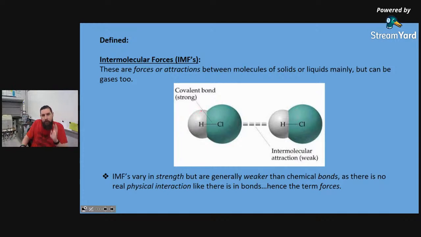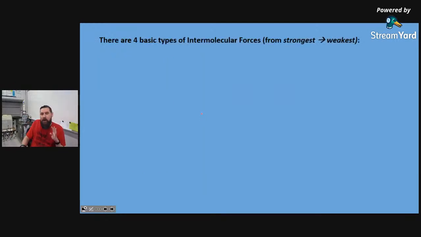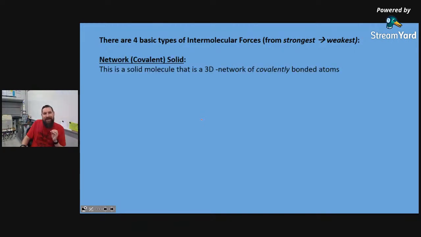When we're looking at IMFs, there are four basic types, and we're going to look at them going from strongest to weakest. Some places say there are five basic forces, but I'll explain why I'm going with four in just a moment. The first of these is what is referred to as a network solid, or what used to be referred to as a network covalent solid. This is a solid that is a three-dimensional network of covalently bonded atoms.